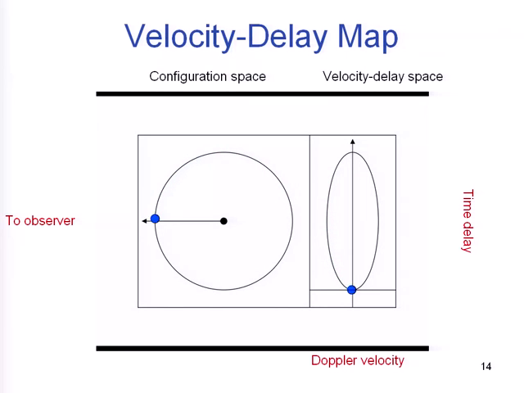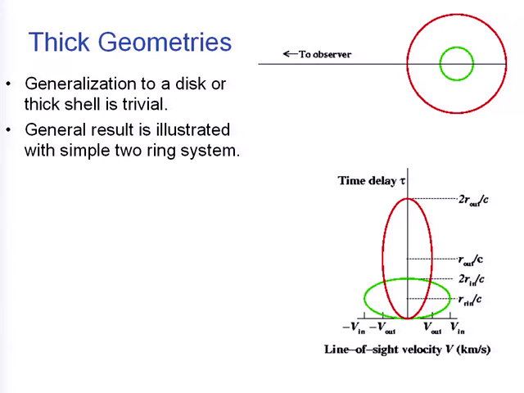Again, emphasizing the fact that we have the circular orbit projecting to an ellipse in velocity time delay space. Okay, so we can go to multiple ring systems. We have two ring systems here, an inner one and a larger one. The inner ring is going to have larger velocities and smaller time delays, and it's going to project also to an ellipse, but we see that it's small compared to the outer one.